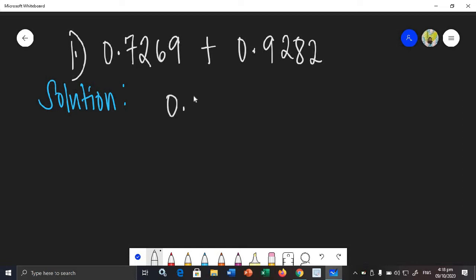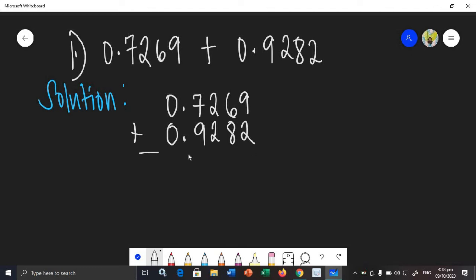So, I'm going to rewrite the given in vertical form. Yan, 0.7269 plus, pag nagsusulat tayo, start tayo sa umpisa, okay? So, 0.9282. Ayan. So, I made sure na tapat-tapat yung same ng place value. Tapat-tapat yung tens. Ayan, magkatapat sila.